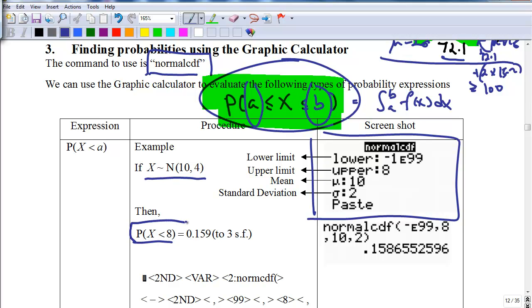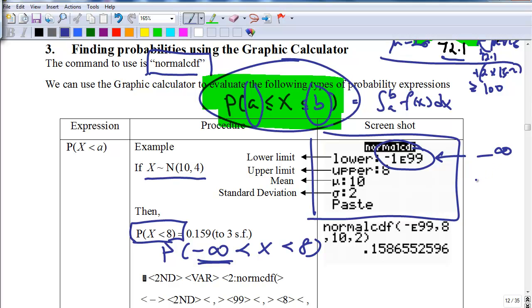So if I want to find the probability of X less than 8, what you should be thinking of is this. The lower limit is minus infinity. The GC already has, I think by default, this number there, which is just a very small negative number. This is to tell the GC that this is minus infinity, and then this number here is the upper limit that I want to find, 8. Then I'll key in my mu, I'll key in my sigma.